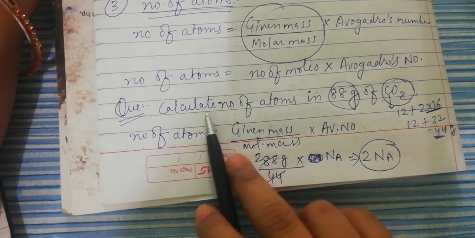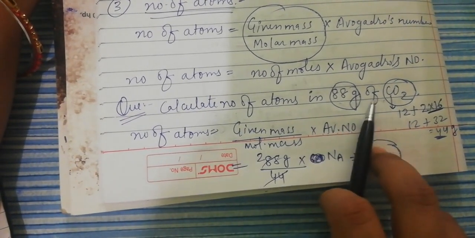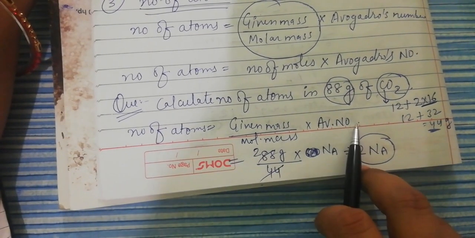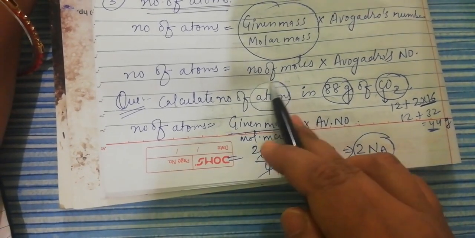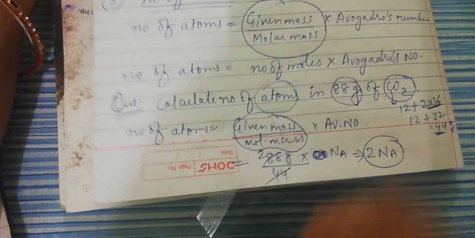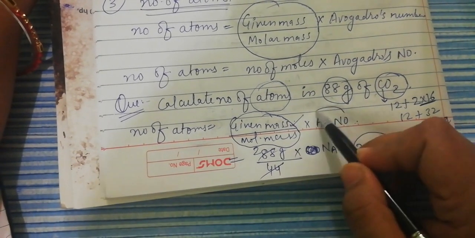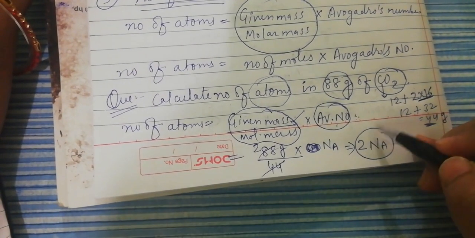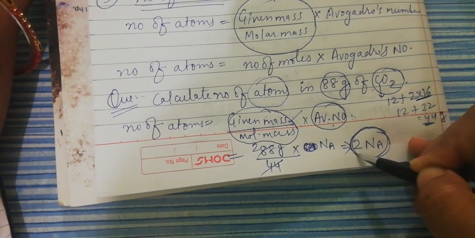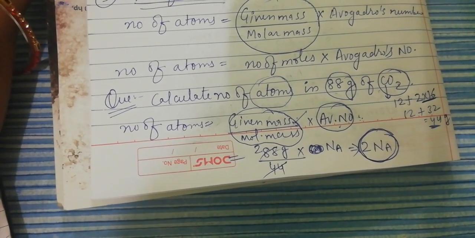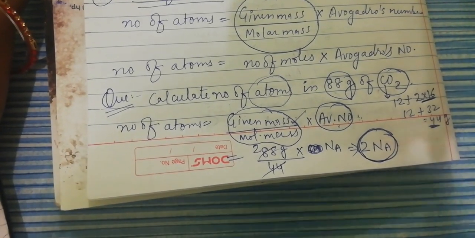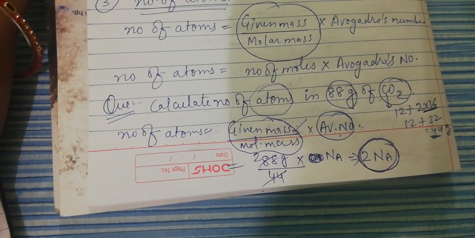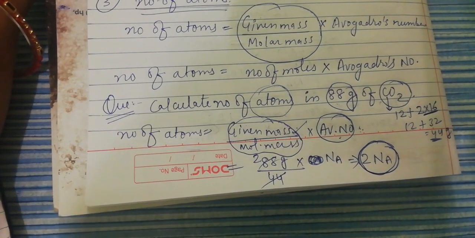So I am repeating again. Calculate the number of atoms in 88 gram of CO2. Number of atoms equals given mass by molar mass into Avogadro's number. If you have to calculate atoms, first you calculate moles, and then multiply those moles by Avogadro's number. That will give us the number of atoms of that particular element or molecule. Is that clear? So beta, this is your mole concept, and I am giving you certain assignment questions for this, and you have to solve them.